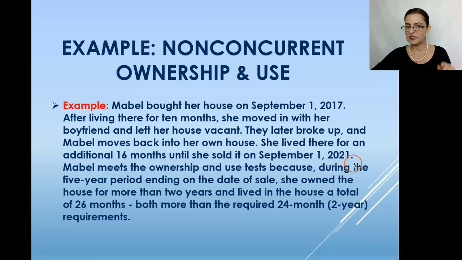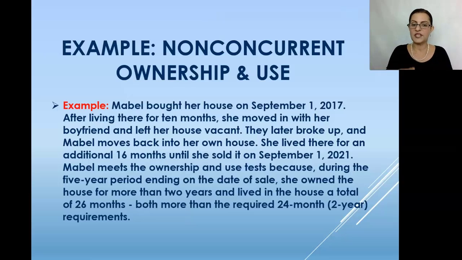And then she also meets the use test because she lived in the house for a total of 26 months. She lived in it for 10 months right after she bought it. And then she moved out and moved in with her boyfriend for a little while. And then she moved back in for 16 months and then sold it. So 26 months is a little bit over 2 years. So she meets the ownership and use tests, even though she didn't live in it the whole time.